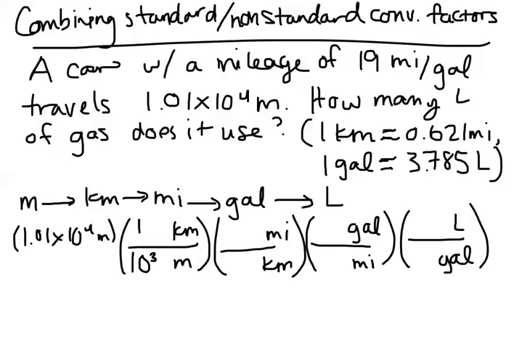Now we know that 1 kilometer is 0.621 miles. And we know that 1 gallon is 3.785. Oh, no, sorry, I skipped. I need to use the gas mileage there. Not quite there. So the gas mileage is 19 miles per 1 gallon. Then we use 1 gallon is 3.785 liters.